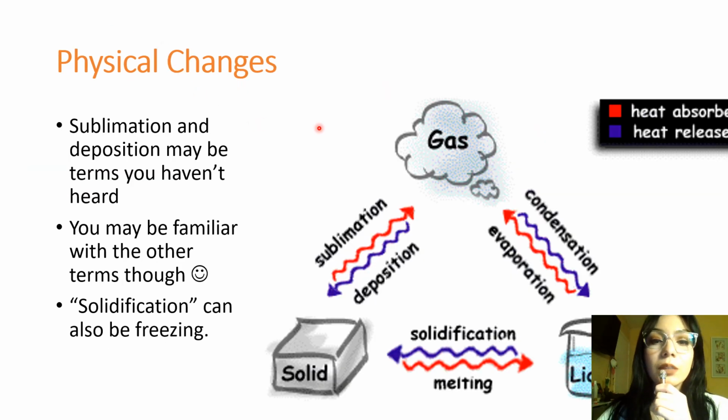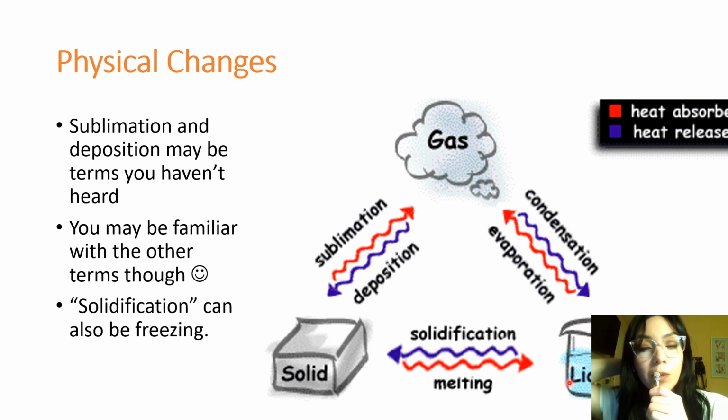So a lot of physical changes you guys are probably already aware of. So for example, when water evaporates, so this is supposed to be like water or liquid. When water evaporates, it turns into a gas. When water freezes, it turns into a solid, which is ice. You can call that solidification or freezing, whichever one. Whenever ice melts, it turns into a liquid. So you guys know all of these terms.